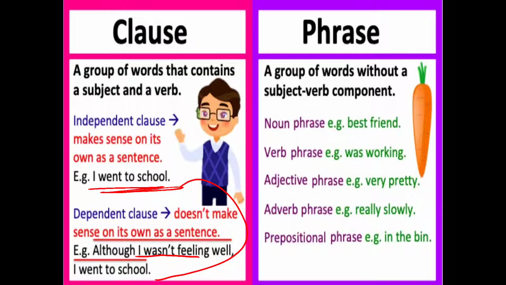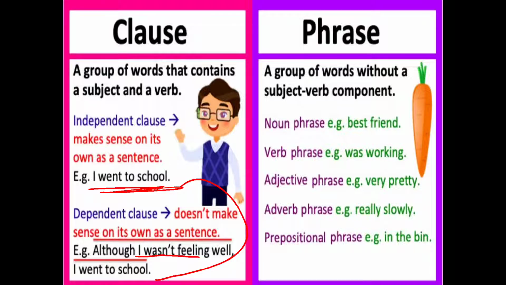So what we understood here is that a dependent clause is one which requires the help of the independent clause to get its meaning, right? And one more thing I want to tell you, you must notice "although" here. This "although" is what? It's a conjunction. And which kind of conjunction is this? This is a subordinate conjunction, right?